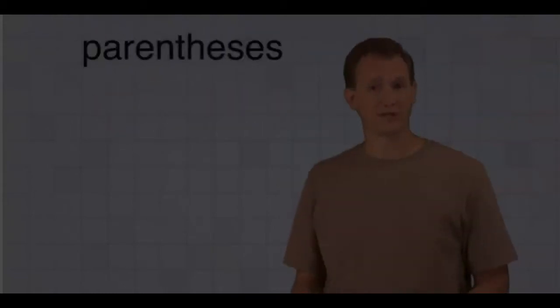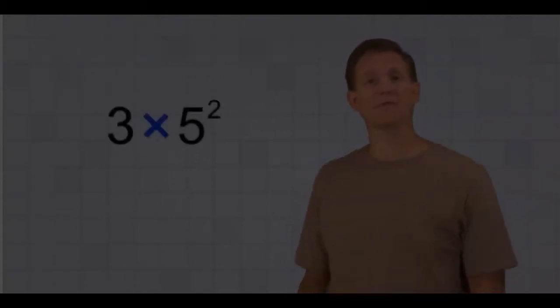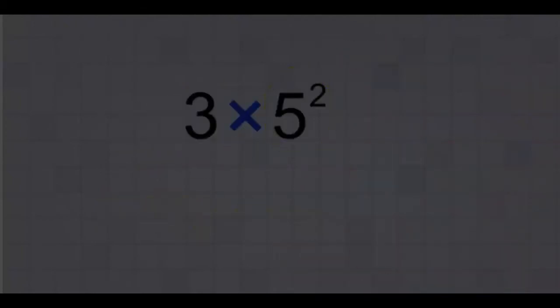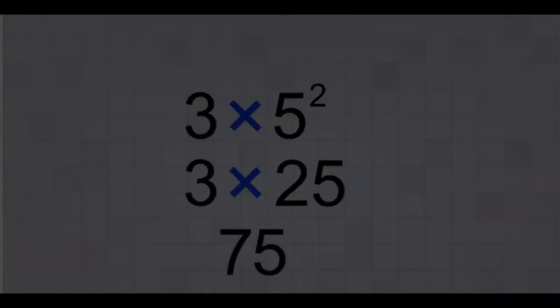So after we take care of any parentheses, simplifying any exponents becomes the next highest priority. For example, in this problem, we have to simplify the exponent before we can do the other multiplication. The exponent is telling us to multiply 5 together twice. So 5 times 5 is 25. And after we do that, then we multiply the result by 3. So 25 times 3 is 75. Oh, and one thing I should point out.